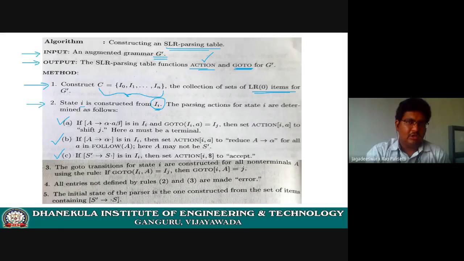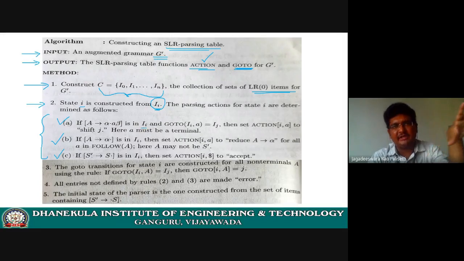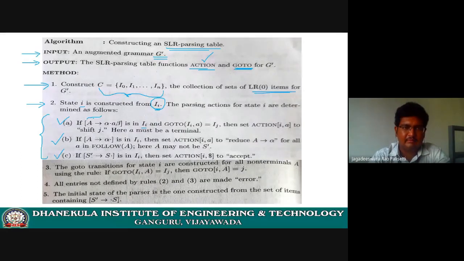In which situations are you going to perform shift, in which situations the action of reduce, and where can you declare accept? Those three are given as A, B, C here. So directly I am reading that. If A tends to alpha dot a beta is in Ii, where Ii is a particular state like I0, I1, I2, like that, we are getting one production rule from Ii, and we perform goto on Ii with respect to a.